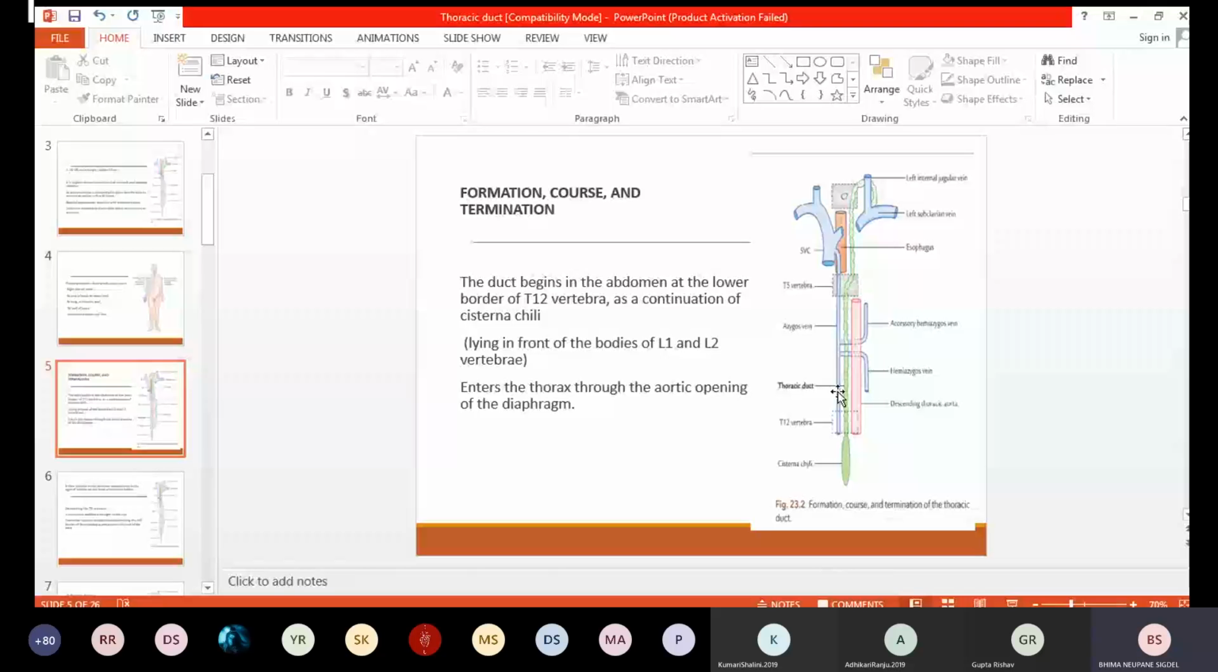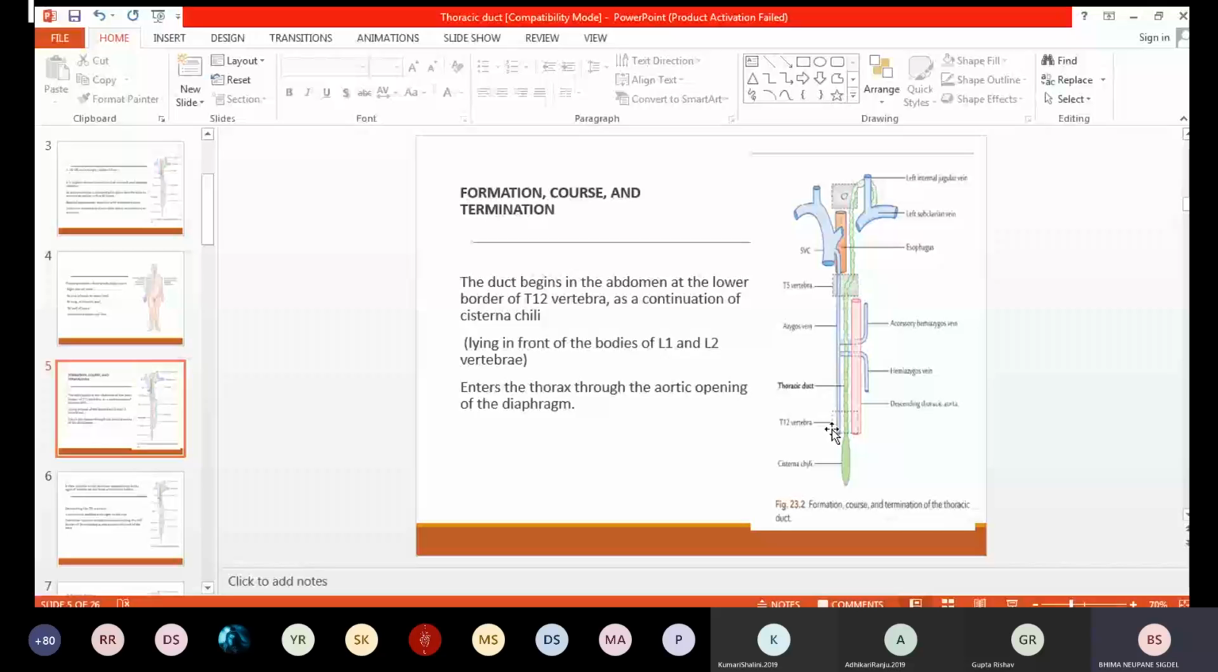Now from here it enters into the thorax through the aortic opening. So again you will study the diaphragm, that is the partition between the thorax and abdomen, the thoraco-abdominal diaphragm. It is a musculo-connective tissue, aponeurotic structure that separates the thorax and abdomen. In that diaphragm, there is an opening almost in the center, that is known as the aortic opening. Via this the thoracic duct enters into the thorax from the abdomen.